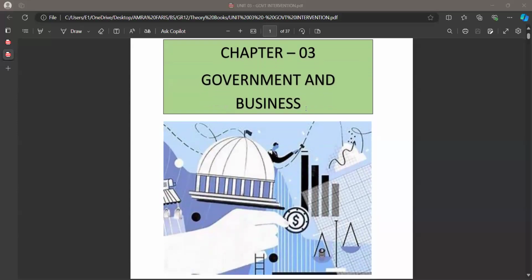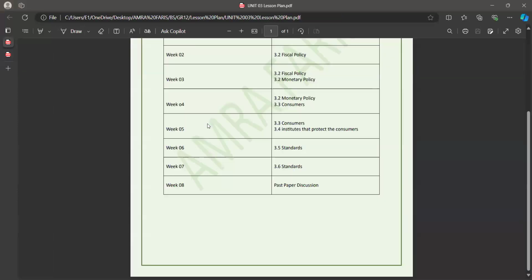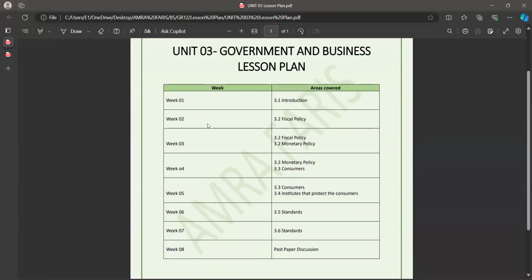Now, if I want to give an overall explanation about this chapter, I'll take the lesson plan. I have allocated 8 weeks for this chapter. But sometimes we might have to take one extra class, because this is a very new lesson. So therefore, I can't rush it.